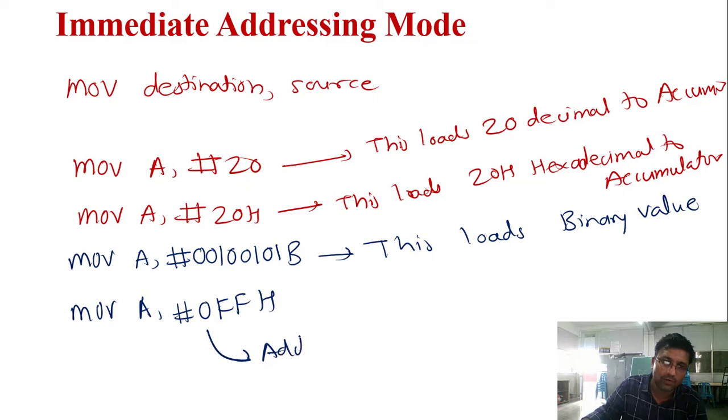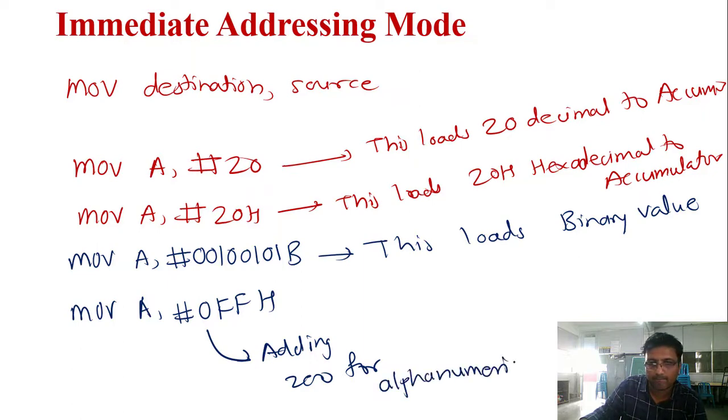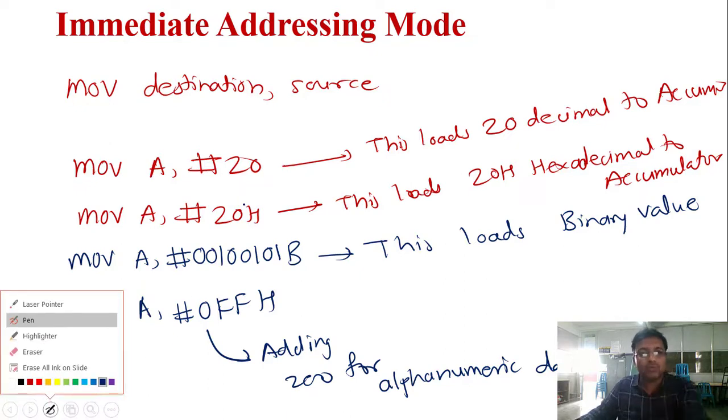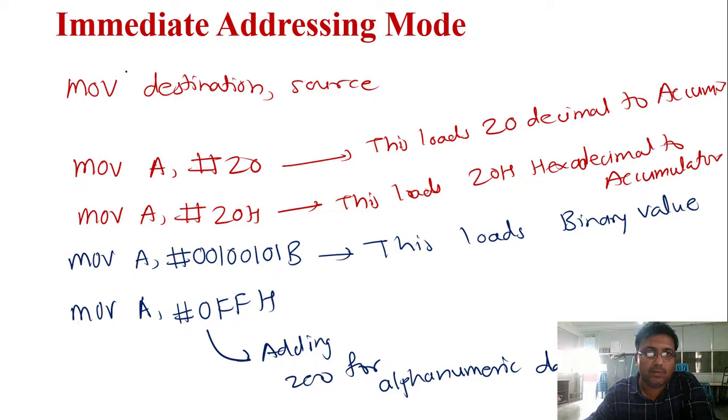Adding 0 for alphanumeric data. For the alphanumeric data representation, we need to add the 0. So this is important. If you write MOV A, #FFh only, it throws an error, because the 0 addition is required. So these are the things about the immediate addressing mode.